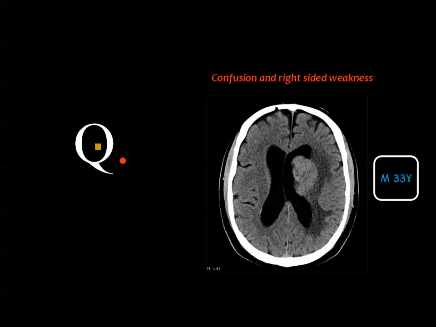This is axial CT scan of the brain with contrast enhancement in a 33 years old male presented by confusion and right-sided weakness. With or without, it does not make a difference. Describe.